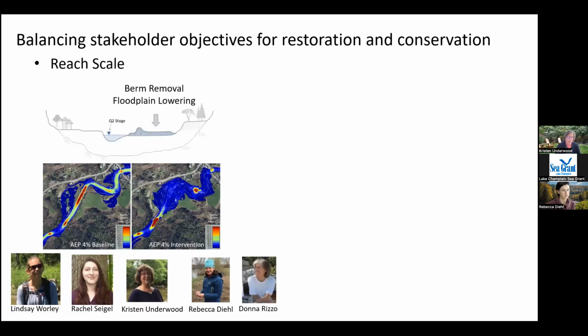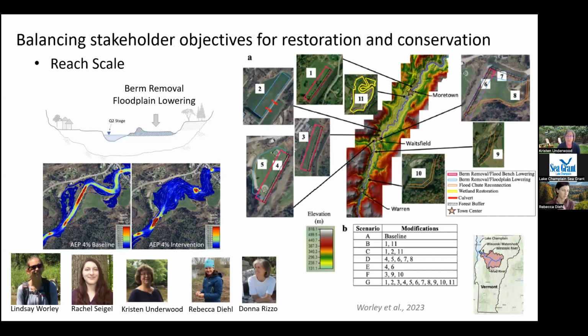We can also simulate restoration and conservation projects using hydrodynamic models like two-dimensional HEC-RAS models. And my former student, Lindsay Worley, did that as part of her PhD dissertation. With help from Friends of the Mad River, we chose 11 different floodplain reconnection and wetland restoration modifications in the Mad River watershed, combined in 6 different scenarios. And we then simulated river flows with the HEC-RAS model under various storm sizes through these modifications to examine how well each project stored floodwaters and attenuated flows.